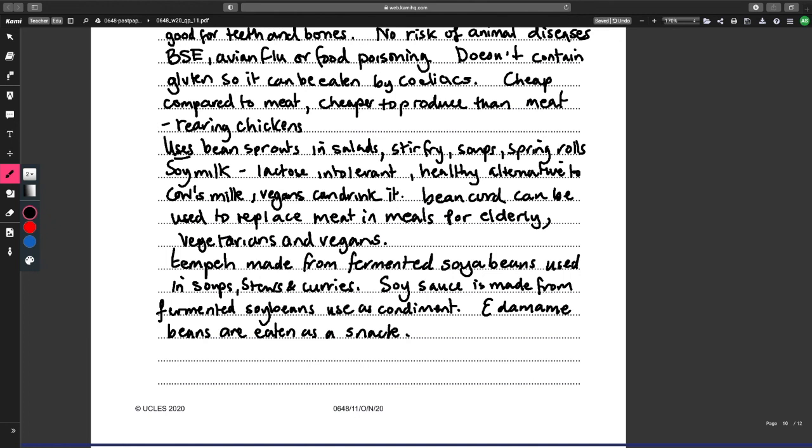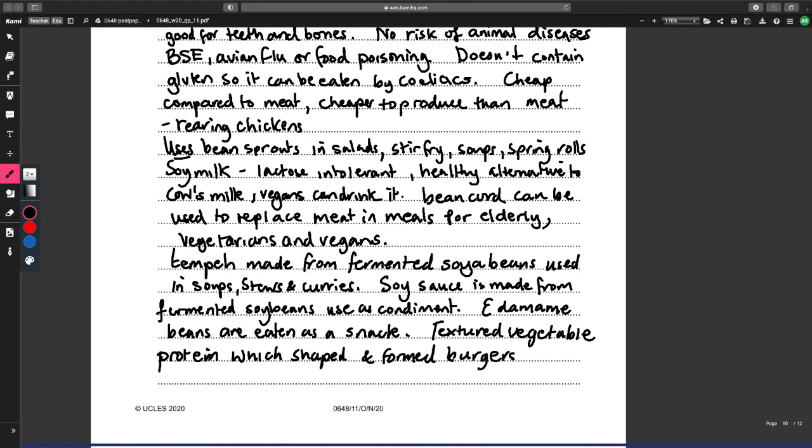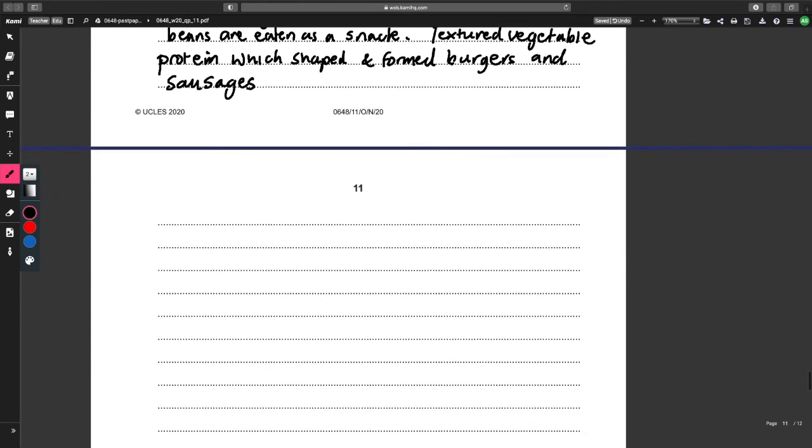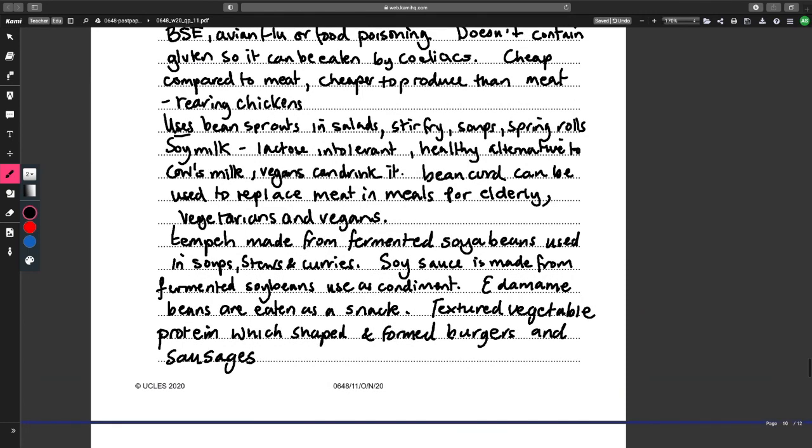We also have something called textured vegetable protein, which can then be shaped and formed into burgers and sausages. Right, so it's cheaper. So there you go.